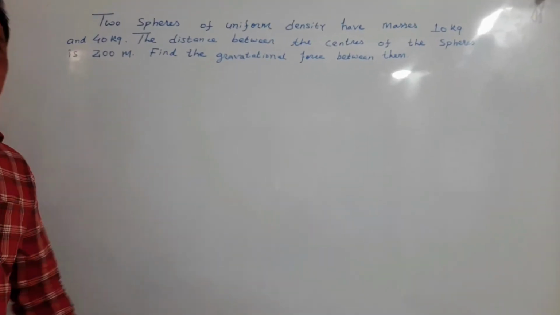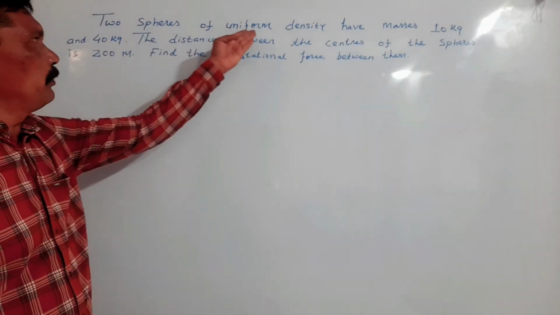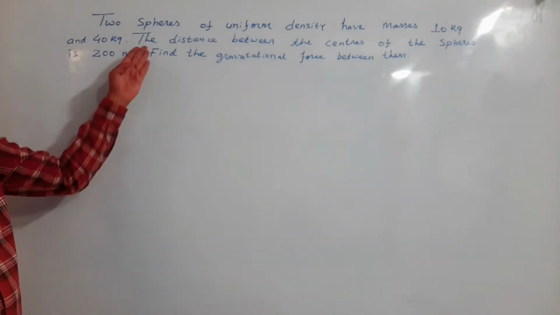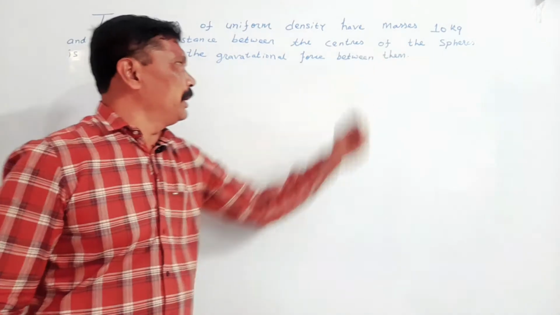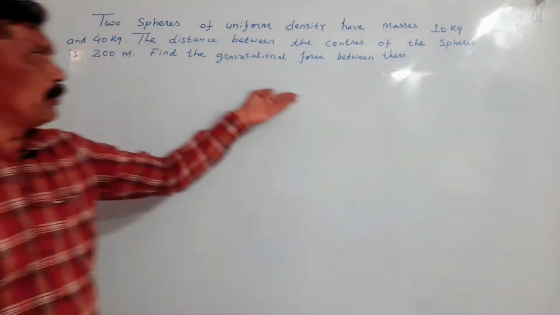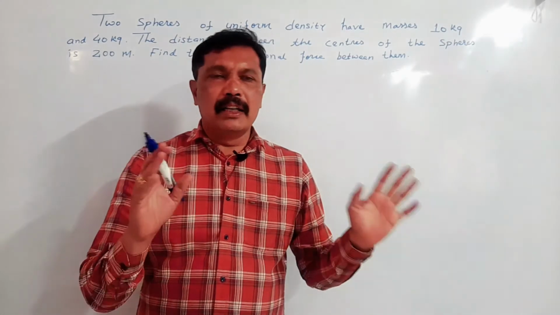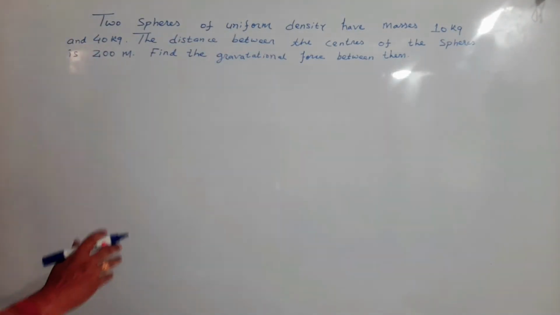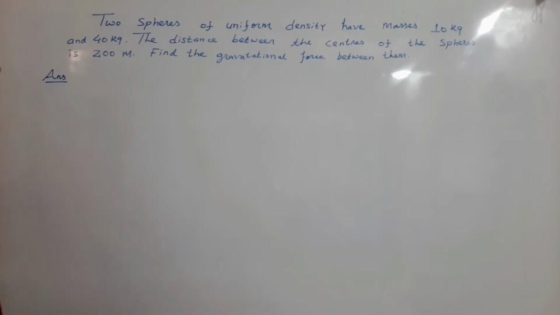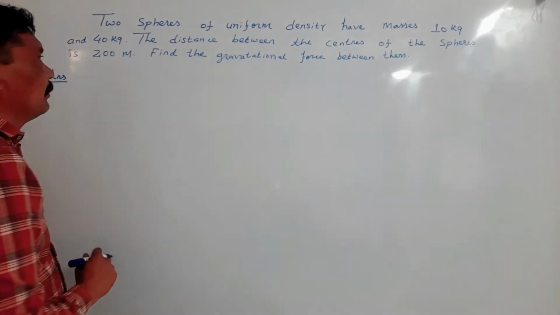Next, study the next problem. Two spheres of uniform density have masses 10 kg and 40 kg. The distance between the centers of the spheres is 200 meter. Find the gravitational force between them. My dear student, this is a very easy problem. Two spheres are given, their masses are given and the distance between them is given.